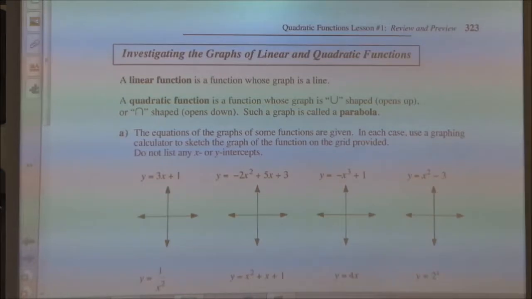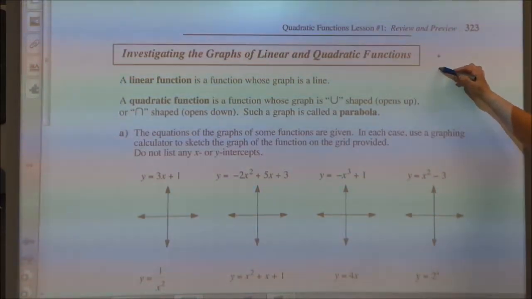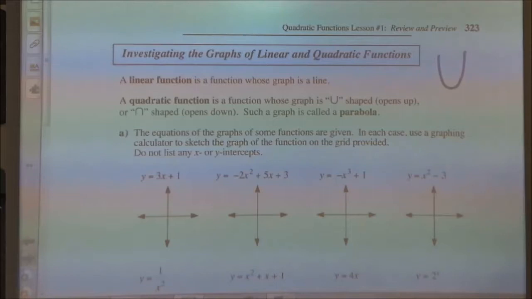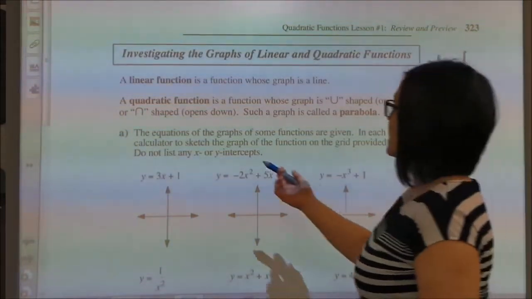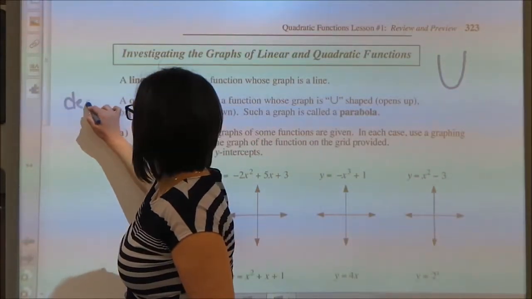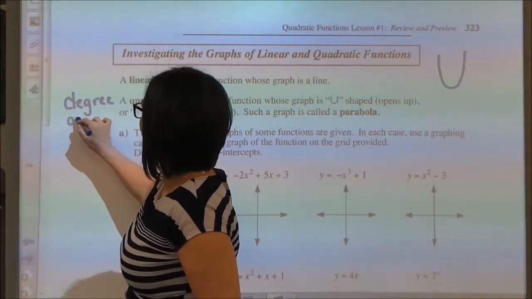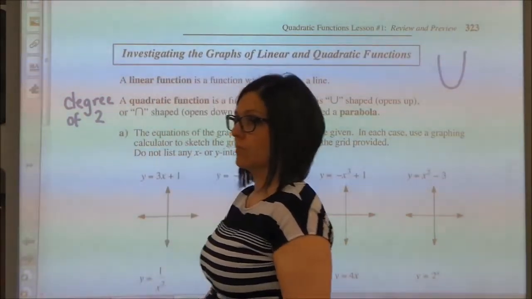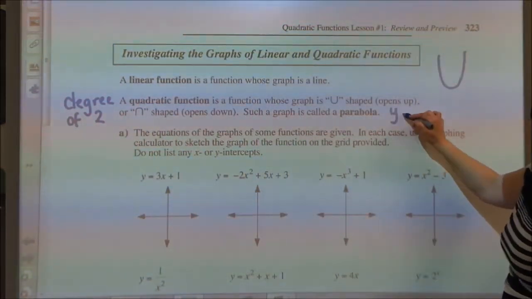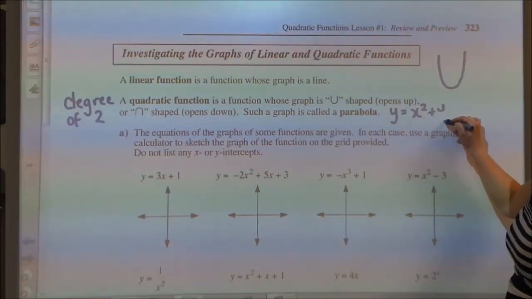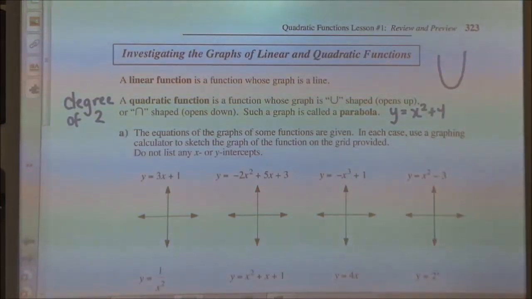A linear function is a function whose graph is a straight line. We've already talked about that. The other graph, so this graph that you drew in this smooth curve, this shape is actually called a parabola. And the graphs that are parabolas are called quadratics. So quadratics have a degree of 2. That was the equation y equaled x squared plus 4. So the x value was squared.